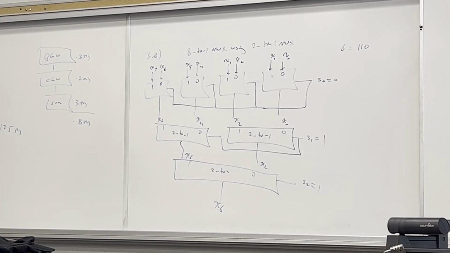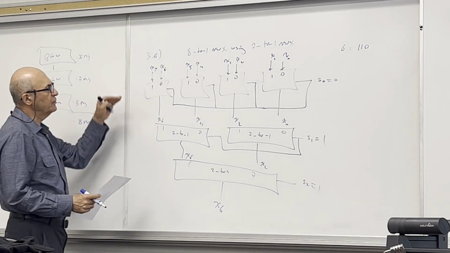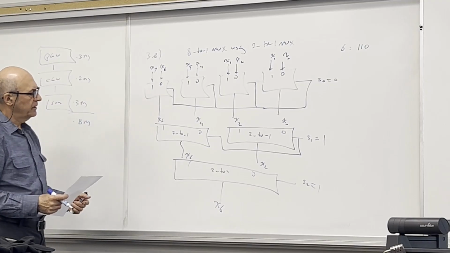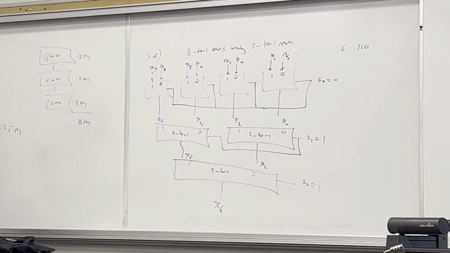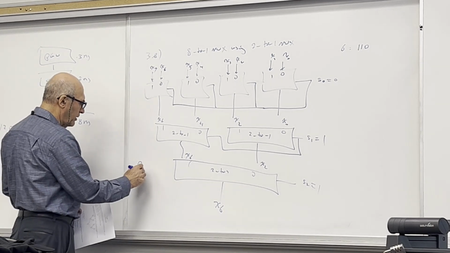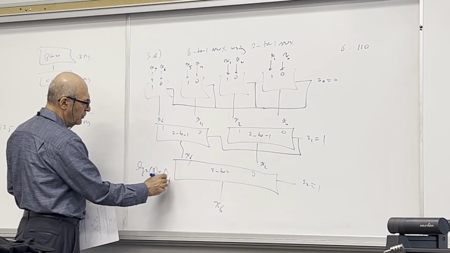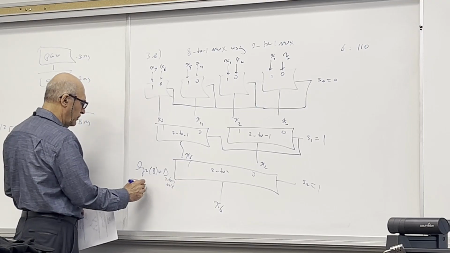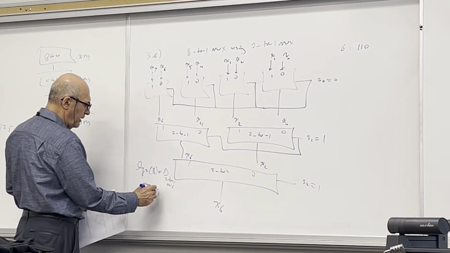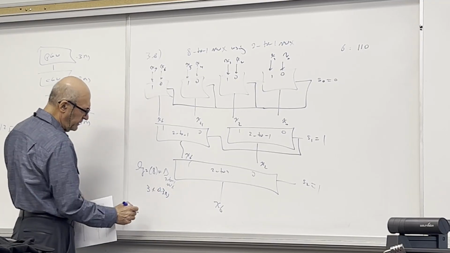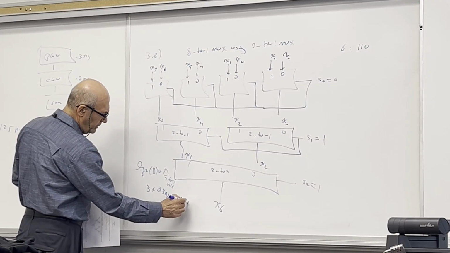It's a log 2 number. So delay is log 2 of 8 times the delay of the 2 to 1 mux. So that's 3 times, the mux is also 0.3 nanoseconds, so it's going to be 0.9 nanoseconds.